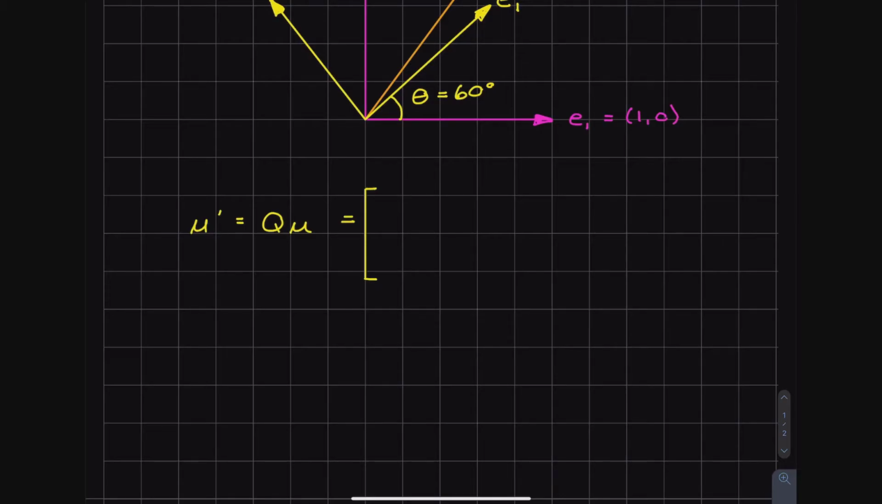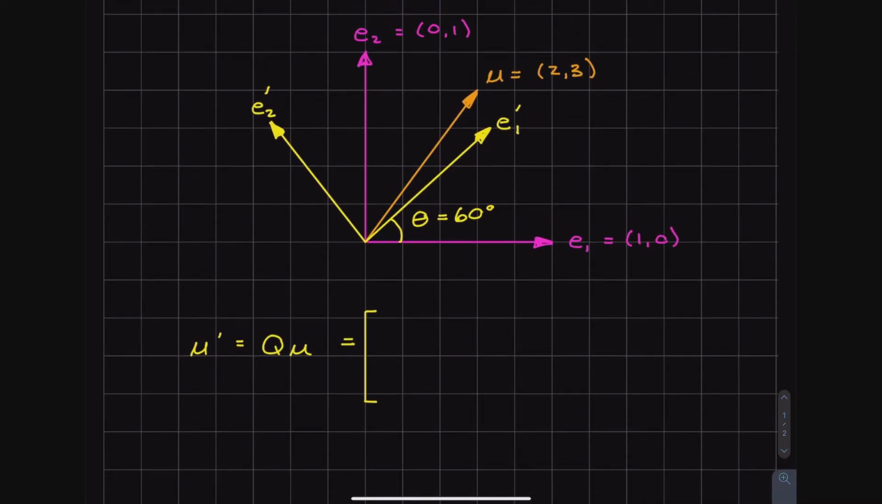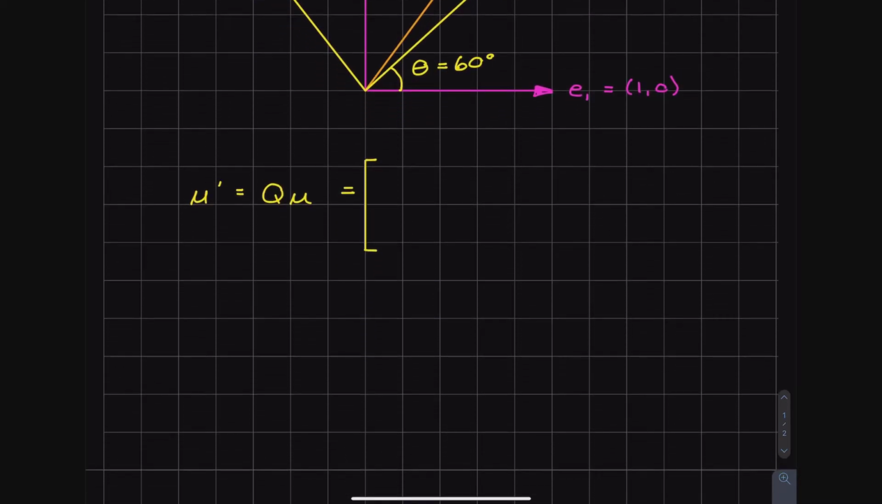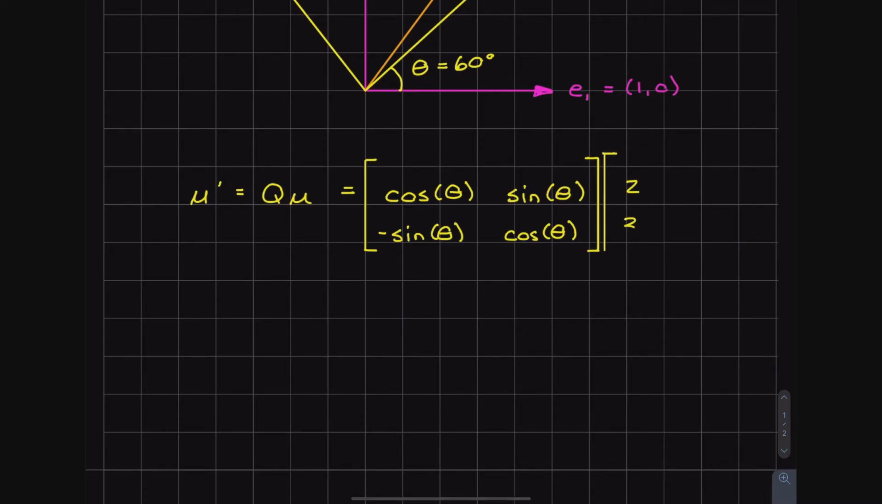For this particular scenario where we're just rotating the system, our Q is going to be equal to cosine theta, sine theta on the top row, and then at the bottom, negative sine theta, and finally cosine theta. And again, this is easy to prove. After we get the answer, if you want to stick around, I'll show you exactly how I got those values. So we have that, and we're going to multiply by the vector u, which is 2, 3.